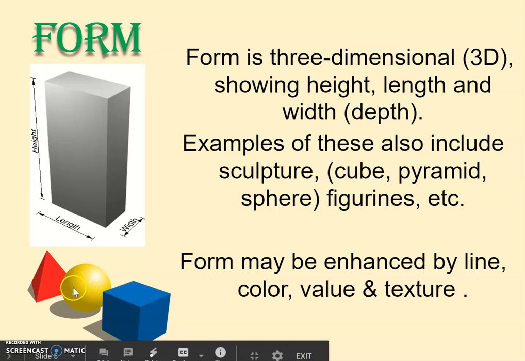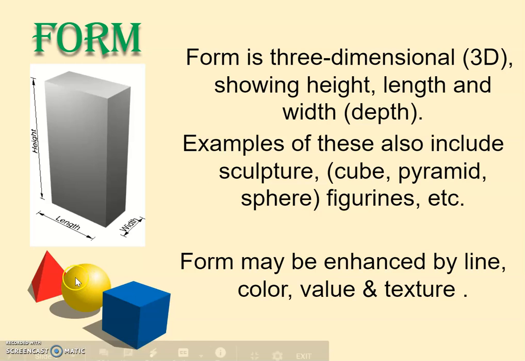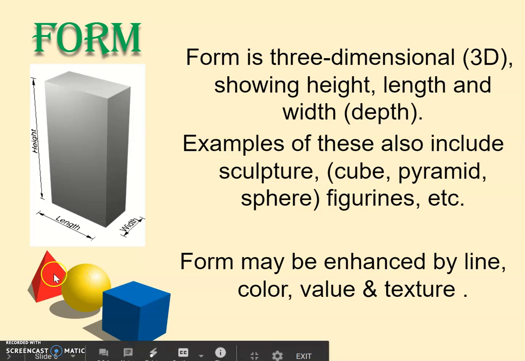Here we have a sphere. It's a yellow sphere. But through value change, we have a highlight here, and we see that the color gradually starts to get darker because a sphere is a rounded form. Here we have a pyramid. It's red, and we are using value because we have a light red and a dark red here in order to create this form.